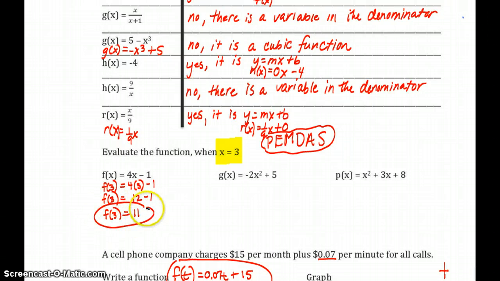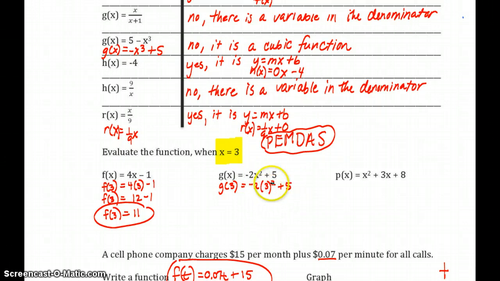Now, if you feel confident, you can do the next two on your own and then turn it back on and check. If you don't, I'll do the next one with you, and then I would like you to try the third one on your own. So g of x is going to be g of 3 equals negative 2 x squared plus 5. You're substituting in 3 for x. You're squaring it, plus 5.